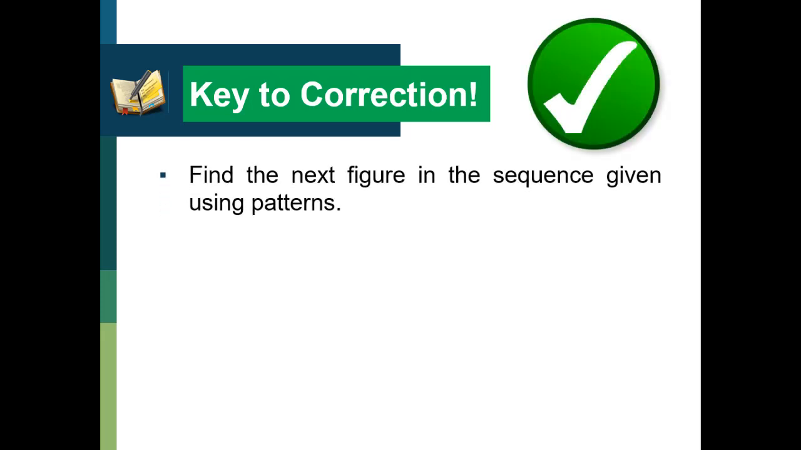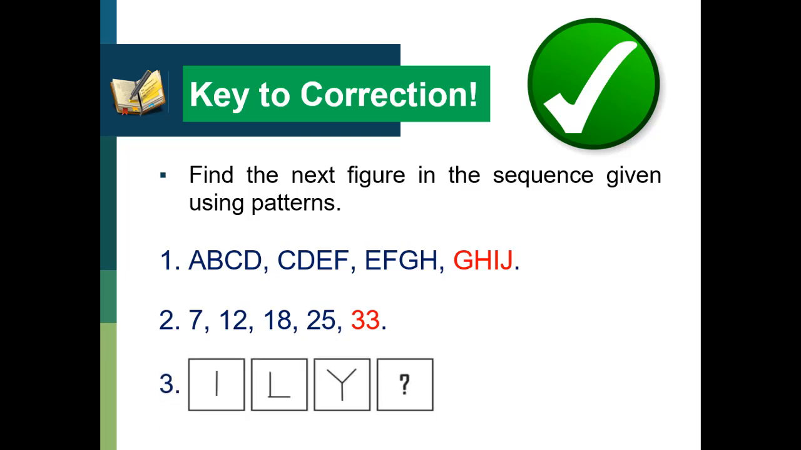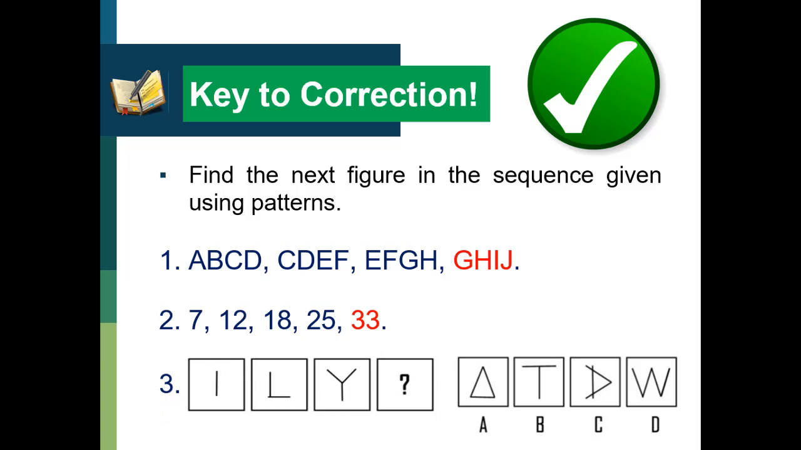Here is now the key to correction. In the first question, the next sequence of letters are G, H, I, J. In number 2, 7, 12, 18, 25, the next number is 33. And in number 3, so what do you think is the correct answer? A, B, C, or D? The correct answer is letter D.